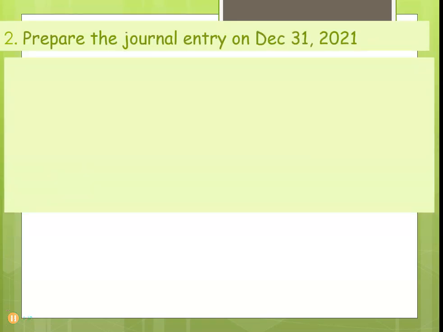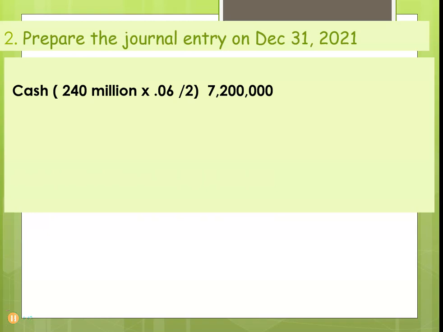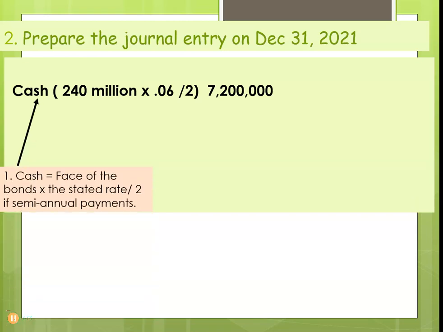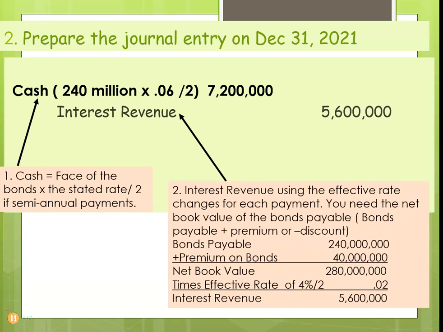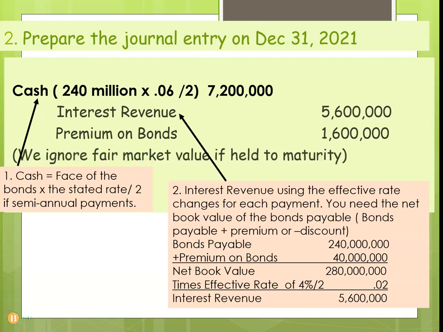Now, our end-of-year journal. The cash before the interest is going to be the face of the bond times the stated rate divided by 2. We pay semi-annually. The interest revenue is going to be the net book value of the bonds in this case, times the effective rate divided by 2. That tells us our interest revenue. And now we have our premium on bonds, which is the difference. And we ignore fair market value if held to maturity.